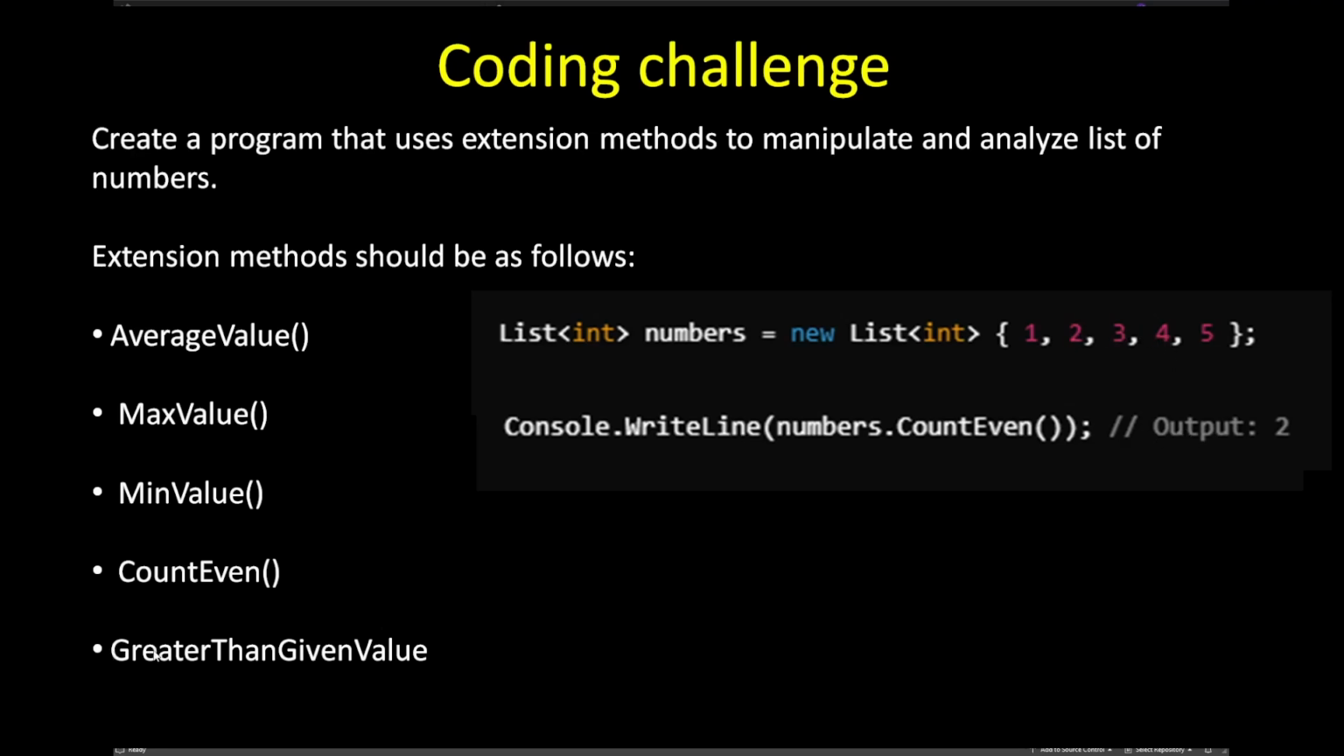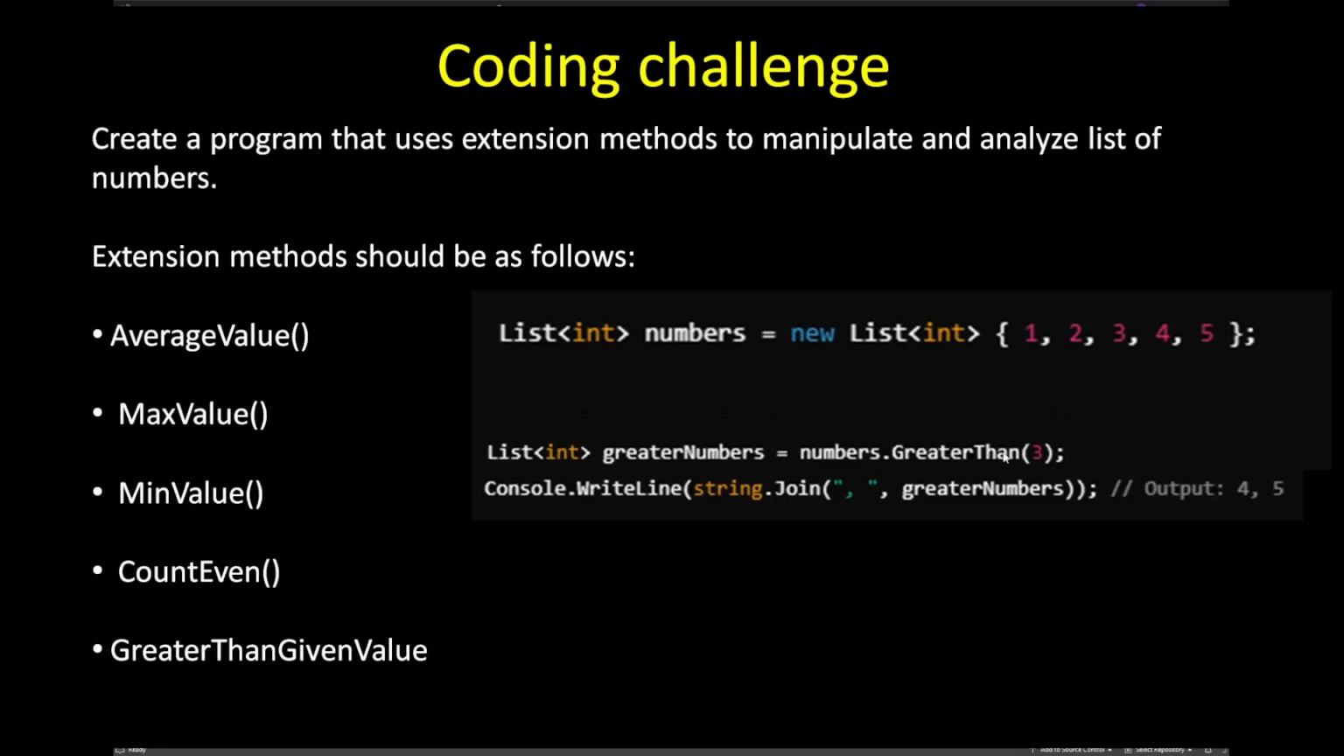Finally, we should have another extension method GreaterThanGivenValue. Sorry, I'm missing parentheses over here. They should have 2 brackets. So whenever we pass a number over here, it should return the numbers greater than 3. So in this case we have 4 and 5, so it should return 4 and 5. Let me know how you get on with the coding challenge through the comments.